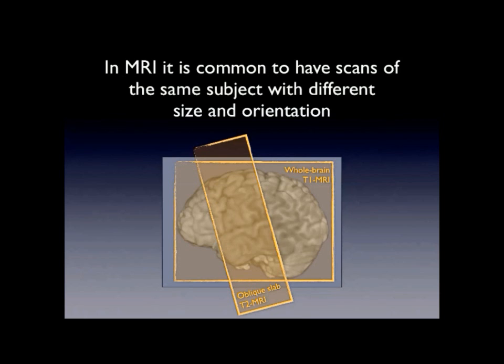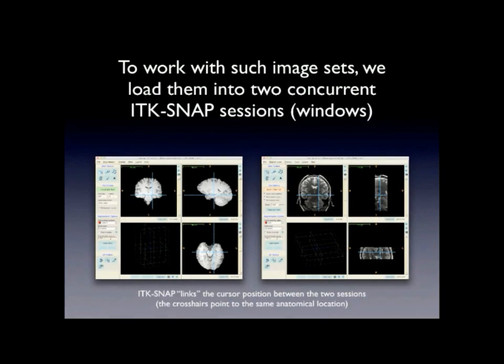We might have an oblique scan with a different orientation, different size, etc. So SNAP allows you to look at these images together, but you can't load one as an overlay on top of the other because their dimensions don't match. Instead, what SNAP lets you do is work in 2 parallel SNAP sessions. So you would open the T1 image in one session, you would open the T2 image in another SNAP window.